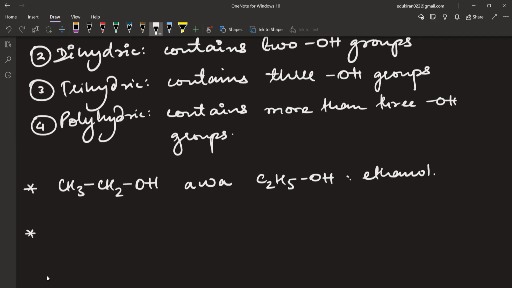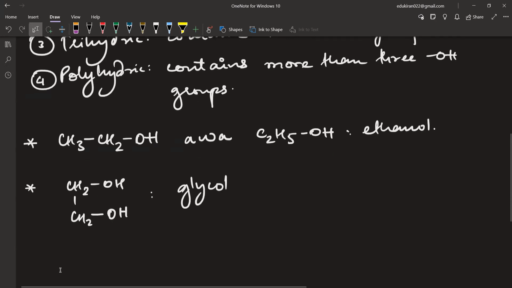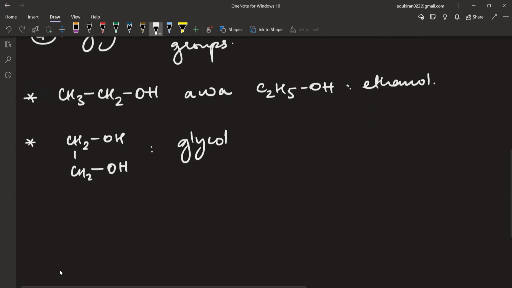In the dihydric, you have this molecule, which is CH2OH, CH2OH. It is known as glycol. Okay, why am I writing this? Because we have to remember this, and we will be using these names rather than the structures. When I write glycol, or when CBSE writes glycol, then you should know that this contains two OH groups.